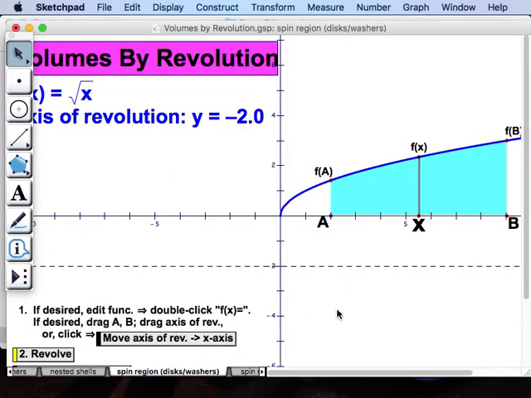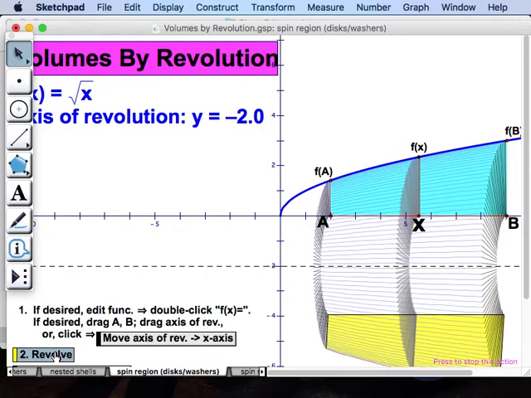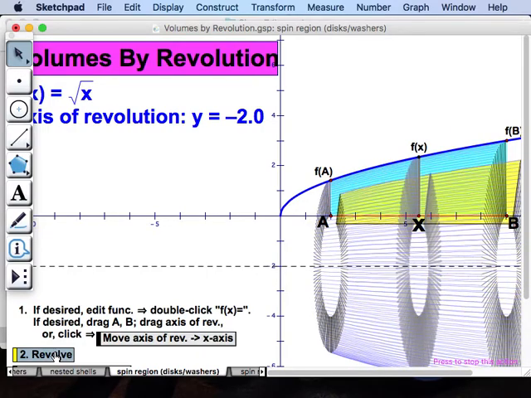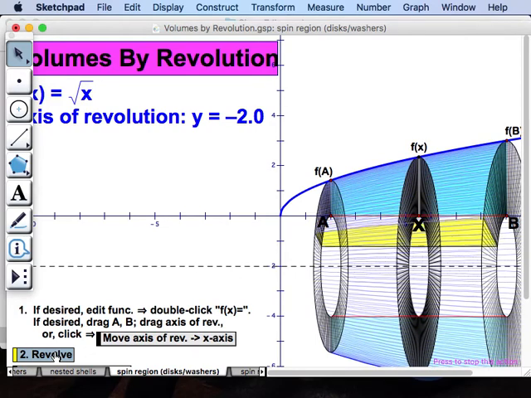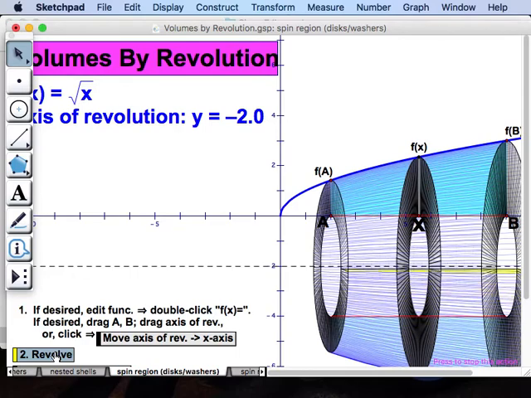Like, for instance, what happens now if this isn't the axis of revolution? This is now the axis of revolution. What happens when I spin this? There'll be a little hole in it. You get a hole in the middle. So you get that hole through there. And we're going to be calculating those volumes.